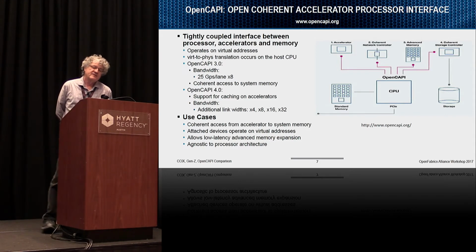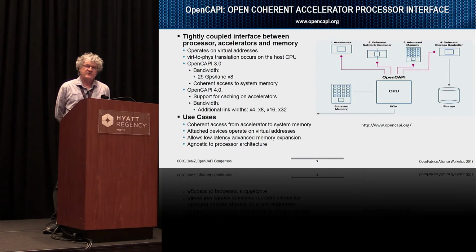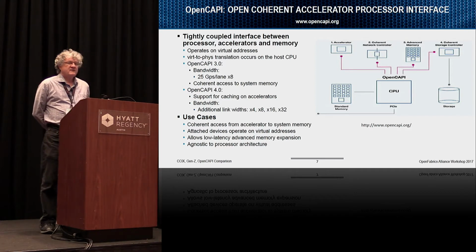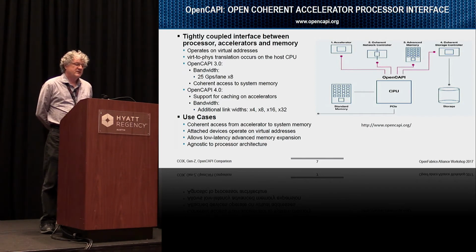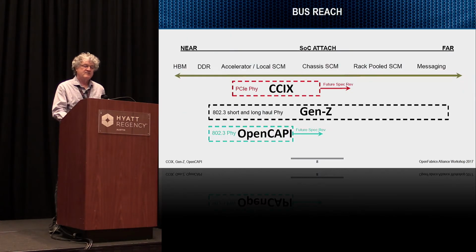So there are multiple levels among these things, and I'll get into that a little later in terms of the coherent support. In 4.0, the idea is to also support additional link widths. I think the use cases are pretty obvious and very similar to the others.